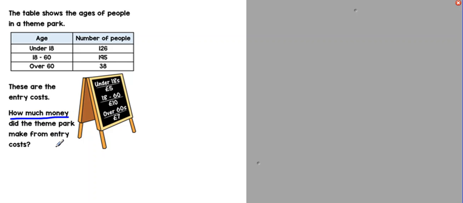This is how many people you've got in each category, and this is the price list for each category. So what you would need to do is use your multiplication skills to work out, first of all, how much money was in each category, and then you would need to add it all together, wouldn't you, to create the total. Pause the video now and have a go.